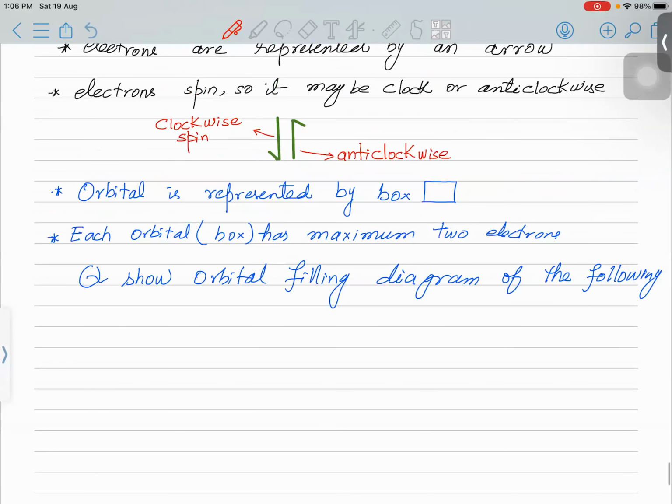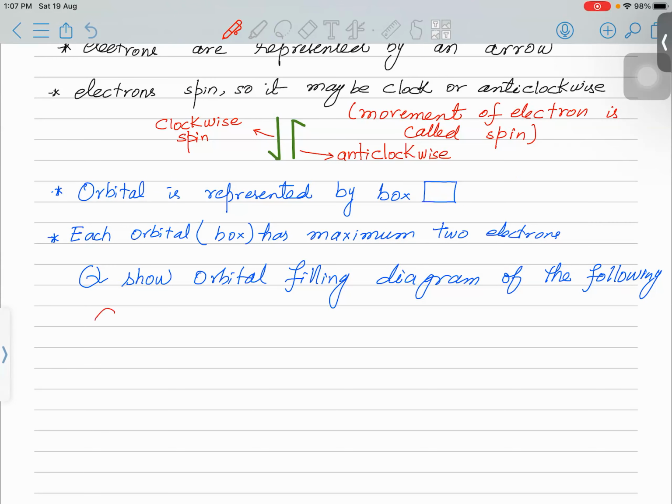Can you tell me what is the spin? Movement of electron is called spin.